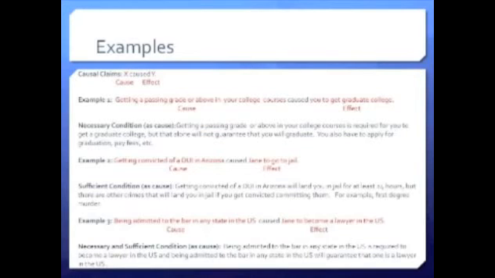Now that we have an understanding of what causes and effects are and how they may relate to each other in terms of necessary conditions, sufficient conditions, and necessary and sufficient conditions, let us turn to Mill's 5 methods of identifying the cause of an event.